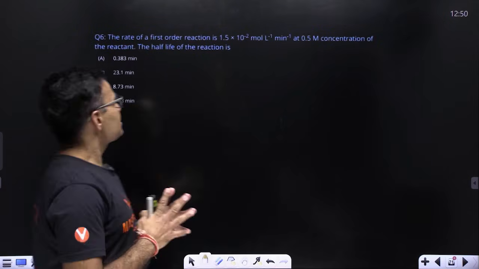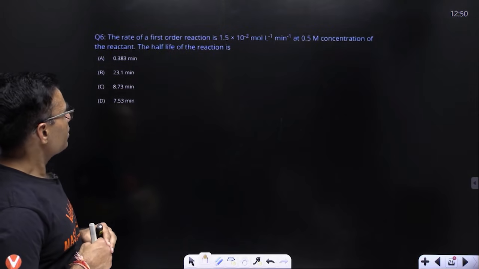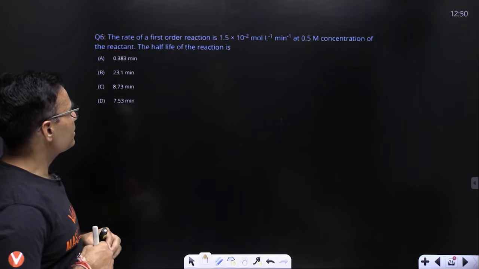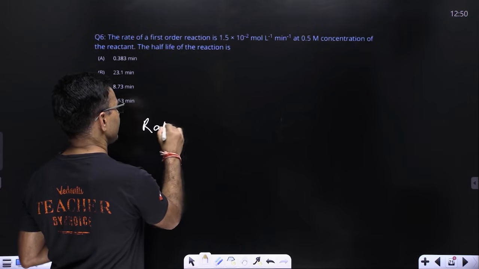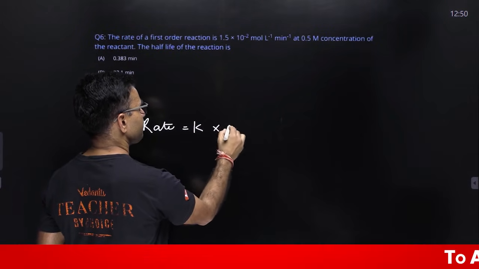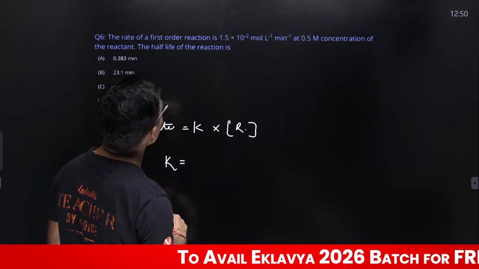This question is actually based on first order kinetics. I think the rate of a first order reaction is given and the concentration is given. Half life needs to be calculated. All right, so we know that the rate of a first order reaction is the product of k into the concentration of reactant. So from here I can calculate the value of k.